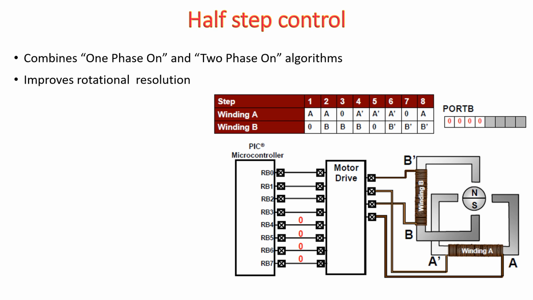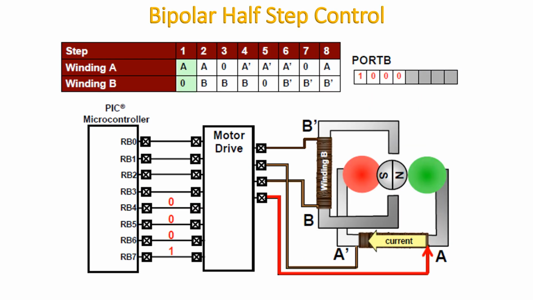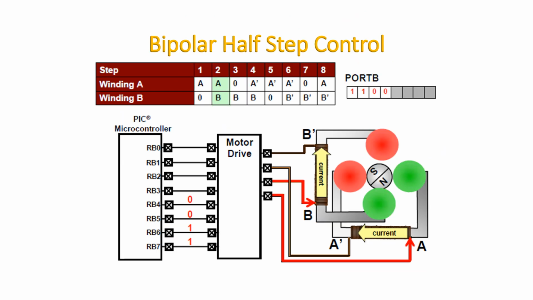Then the next one is half step. Half step means you have more number of sequences, so it is 8. Accordingly we can energize. Let's take some example. In the first case only A is energized, so accordingly you have to give the signal. A is energized, this is positive. In the next case AB is energized. If AB is energized, see the pulse, here 1 and 1.